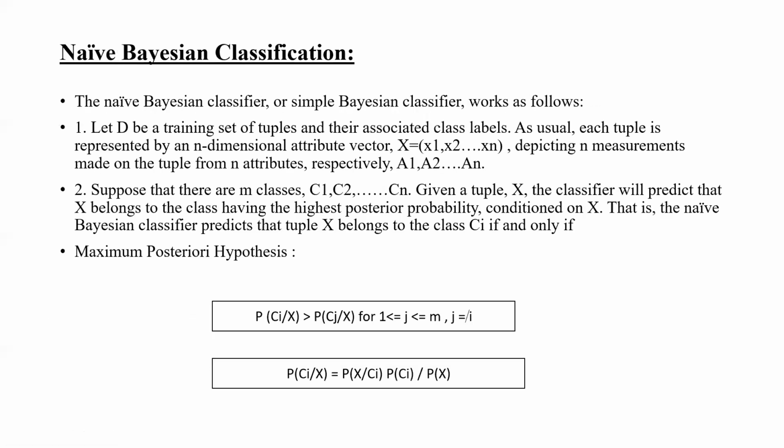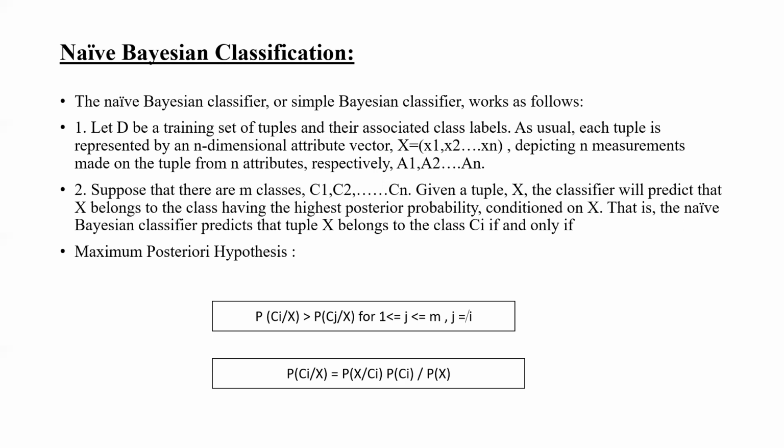Now next we move on to naive Bayesian classification. Naive Bayesian classifiers assume that the effect of an attribute value on a given class is independent of the values of the other attributes. This assumption is also called class conditional independence. It is made to simplify the computations involved, and therefore it is considered naive Bayesian classification.